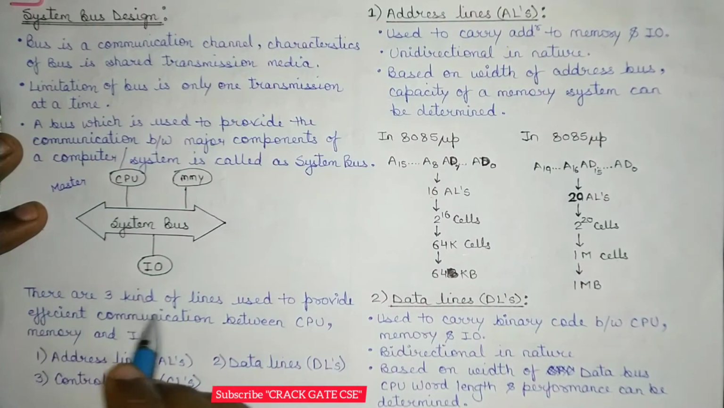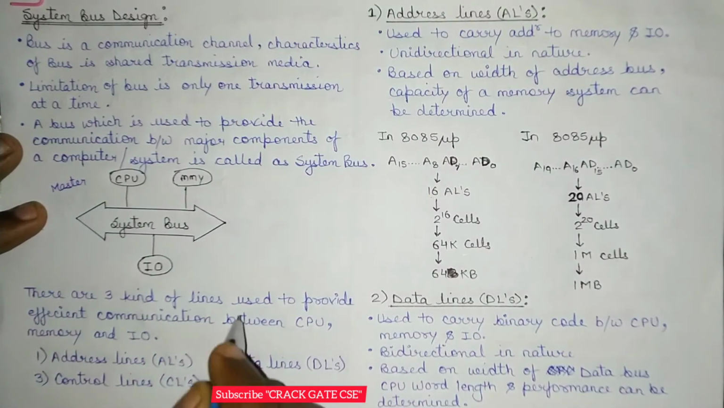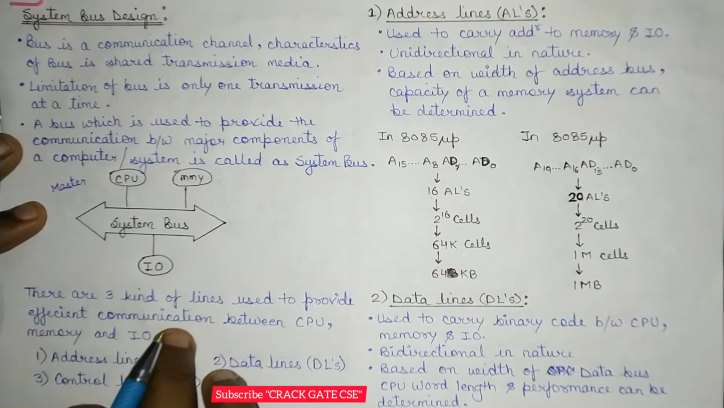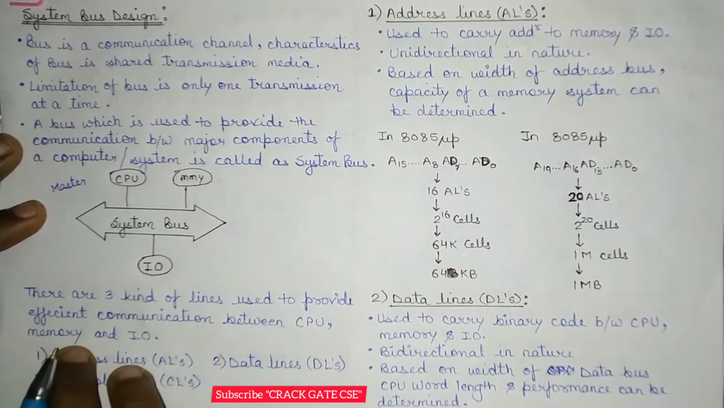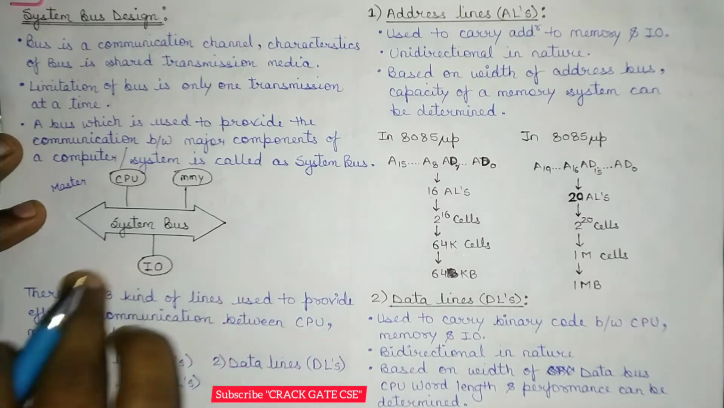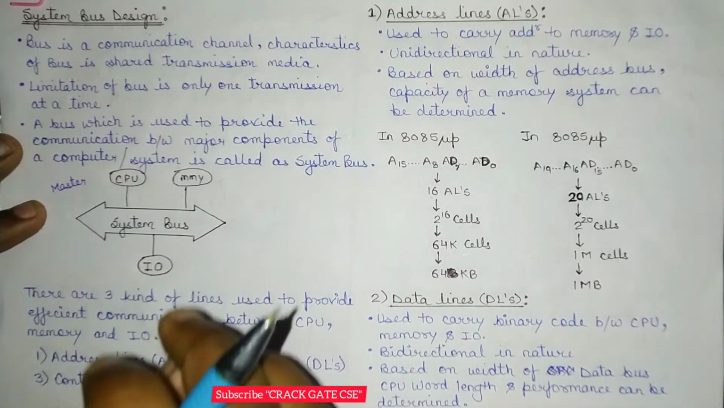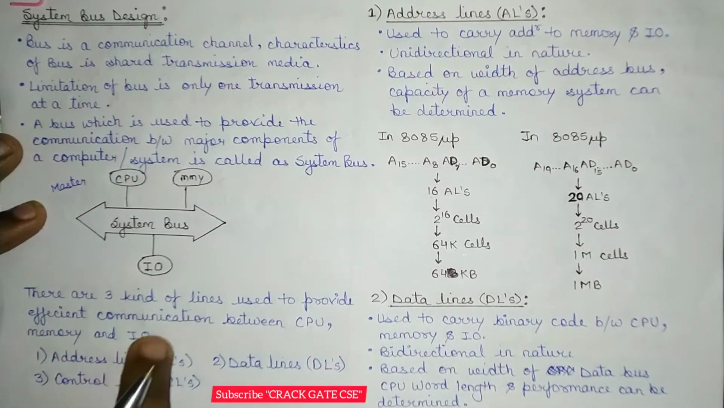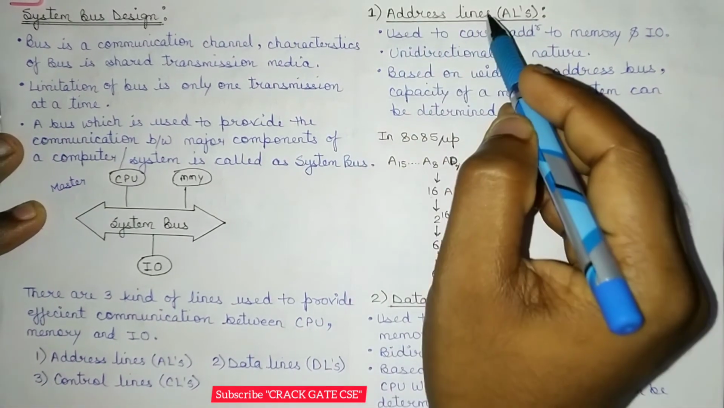Now there are three kinds of lines or buses, you can say, which are used to provide efficient communication between CPU, memory and IO. So we are having three kinds of lines and each line can be referred to as a bus. The first one is address lines, the second one is data lines, and the third one is control lines. The address lines are used to carry the address.